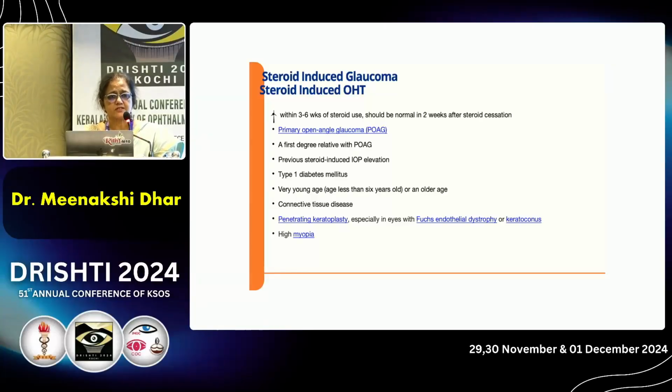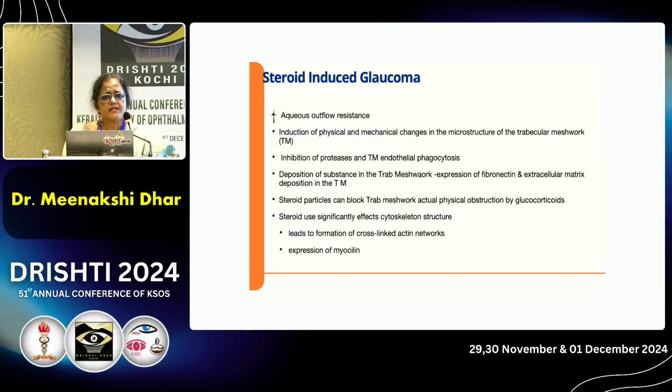And we should ask for a history of POAG in the family, and there may be a history of a similar episode if the steroids had been taken before. It has been found to be more common in patients who are diabetics and when they are exposed to steroids at a younger age. There may be a connective tissue disease as well, and also high myopia. There's an increased outflow resistance, and it may be both physical and mechanical changes in the microstructure of the trabecular meshwork.